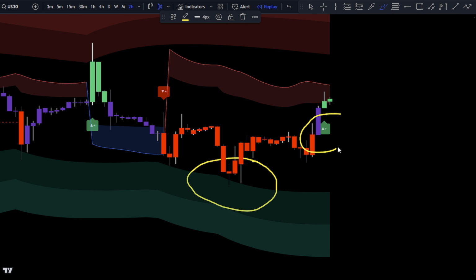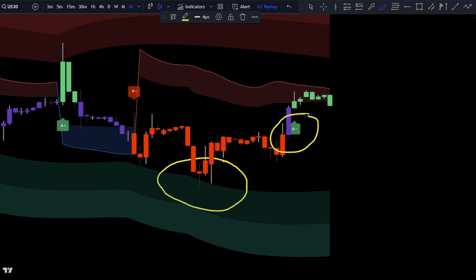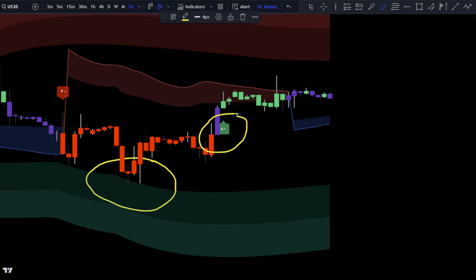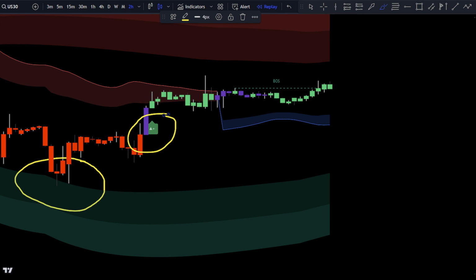Second, identify a bullish break of structure label and a buy signal. Both of these must appear, but the sequence doesn't matter. However, it's crucial that when these signals align, the candlestick is green. If it isn't, the setup becomes invalid and we skip the trade.